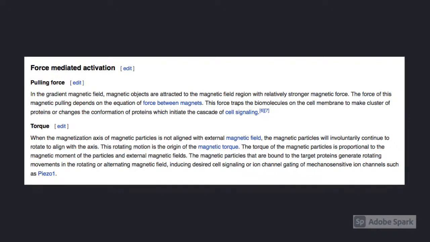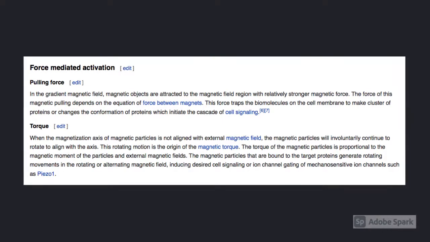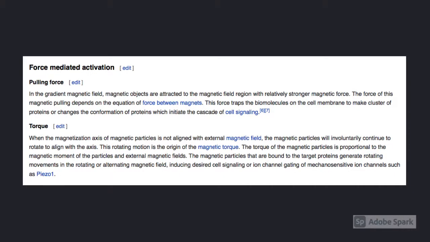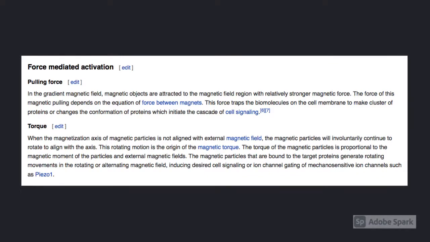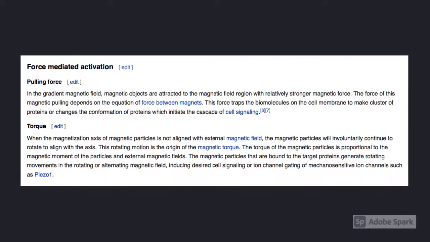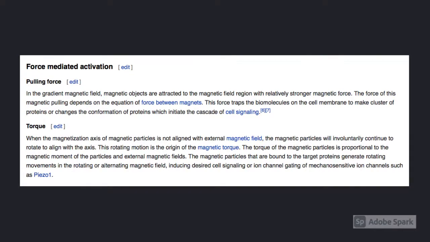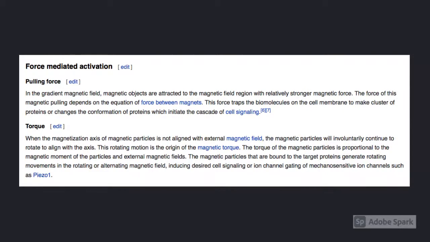Torque. When the magnetization axis of magnetic particles is not aligned with the external magnetic field, the magnetic particles will involuntarily continue to rotate to align with the axis. This rotating motion is the origin of the magnetic torque. The torque of the magnetic particles is proportional to the magnetic moment of the particles and the external magnetic field. The magnetic particles that are bound to the target proteins generate rotating movements in the rotating or alternating magnetic field, inducing desired cell signaling or ion channel gating of mechanosensitive ion channels such as Piezo1.